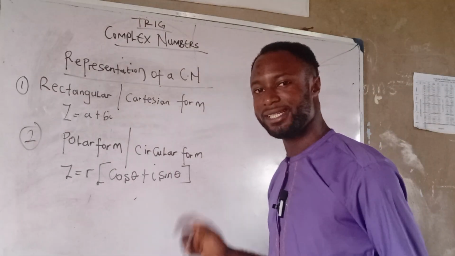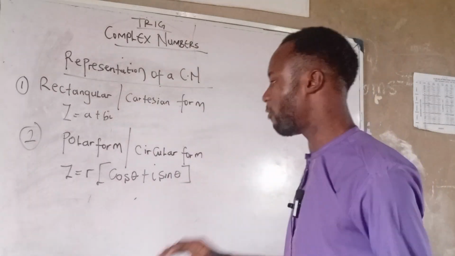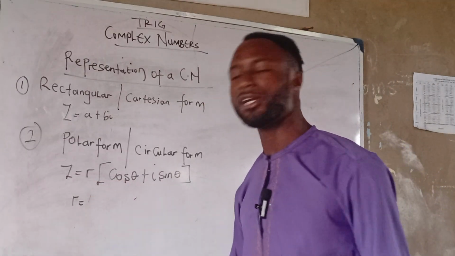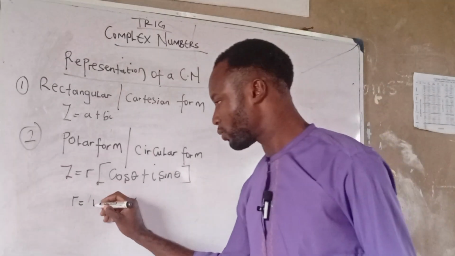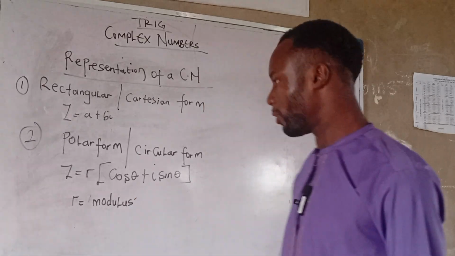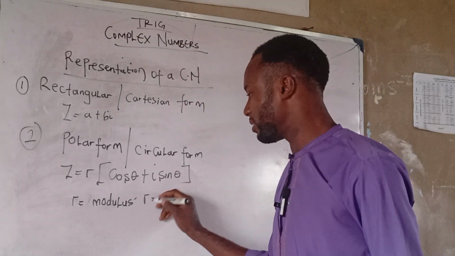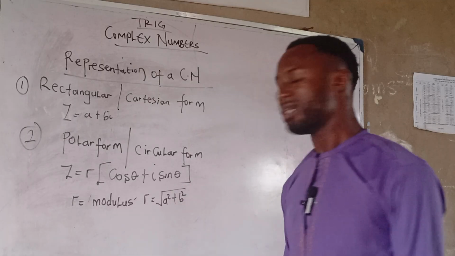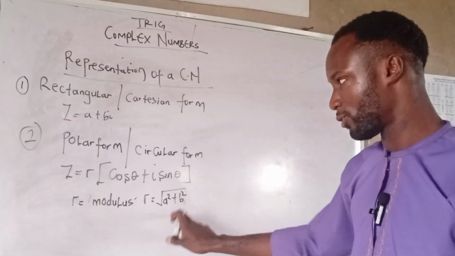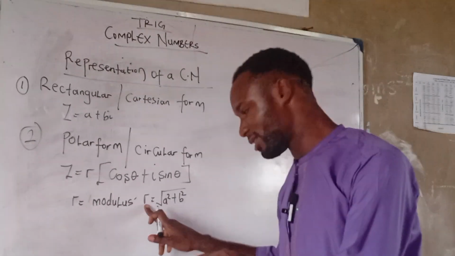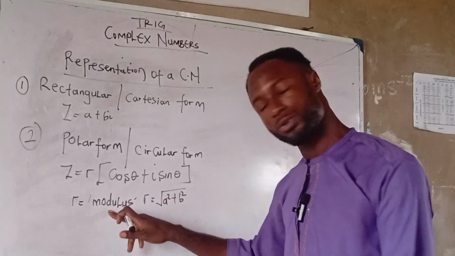Anyway you see this is a polar form, in the sense that what did R stand for? You can call R modulus. R represents modulus, and the formula is the square root of A squared plus B squared. This is the formula of modulus.